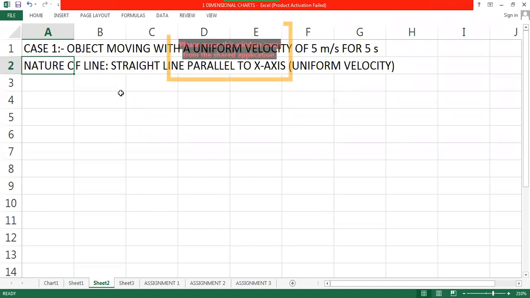What about others? I'm saying if the object is moving with a uniform velocity of 5 meter per second for 5 seconds, how much is the distance covered by that object? Very good, Ryansh.